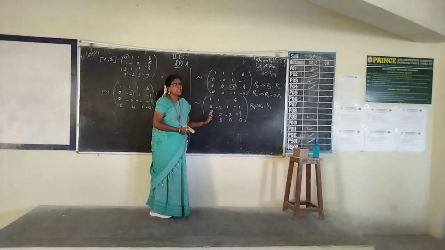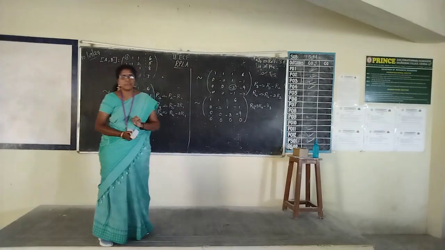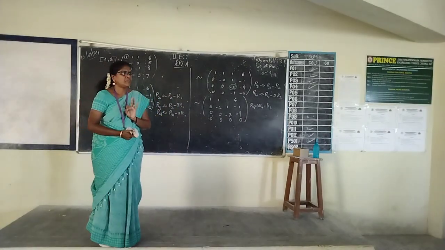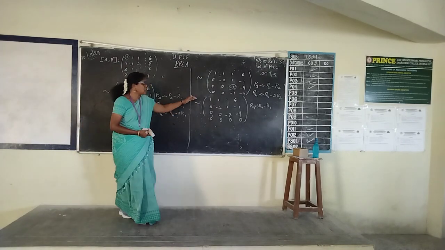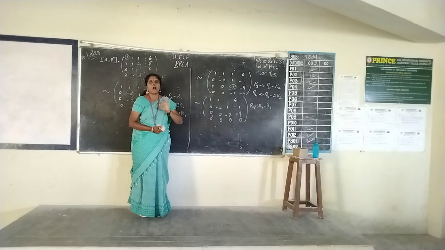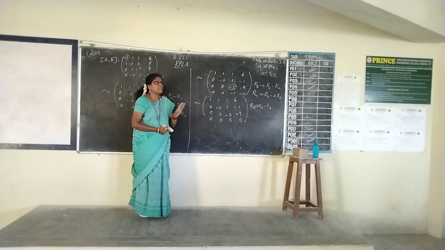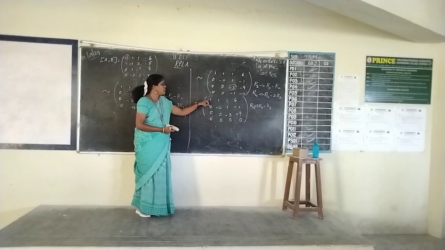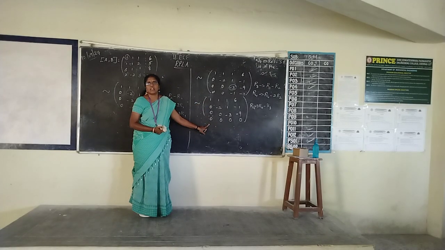So can you tell me what is the rank of AB? Rank of AB is 3. Why? Number of non-zero rows. Here, how many non-zero rows? 1, 2, 3. A zero row means all the values should be 0. If even one value is not 0, then it is a non-zero row. So how many non-zero rows are there? 3. So rank of AB equals 3.